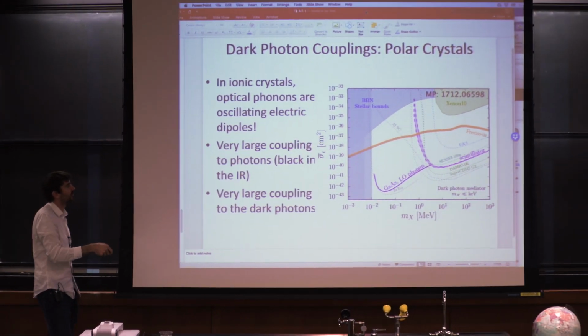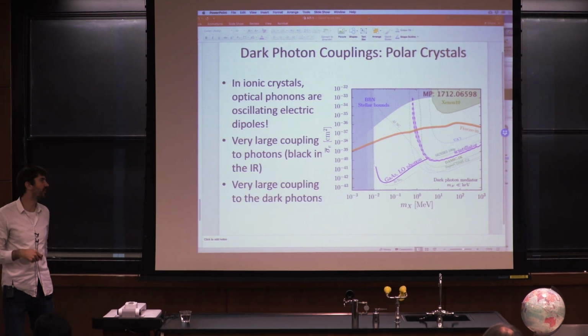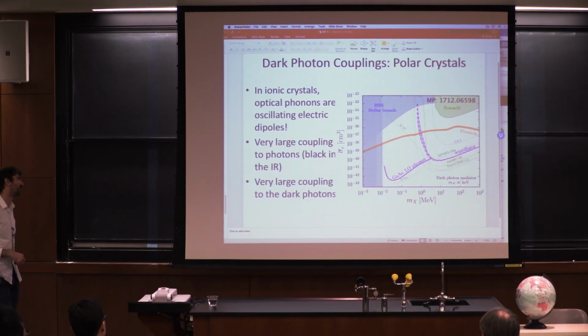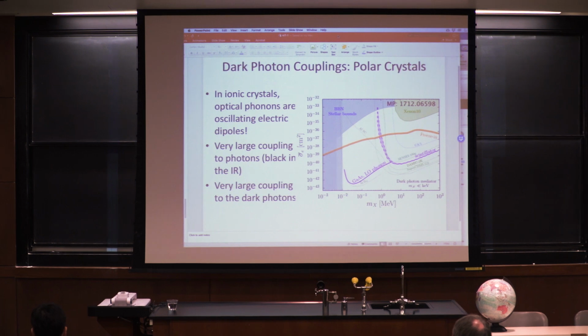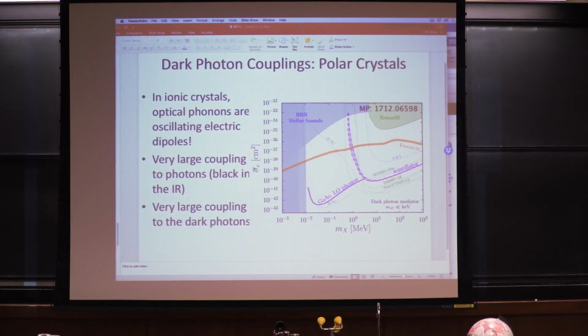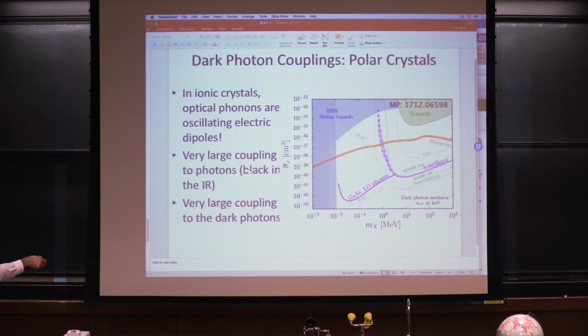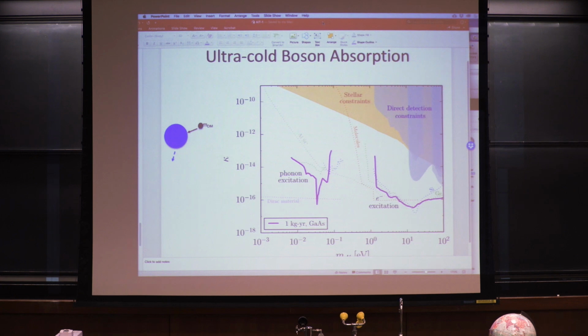And that's why these limits here, for any kind of dark photon mediator, it's very hard to come up with another material that has this sensitivity, because intrinsically it's so strongly coupled to a photon, which means it's so strongly coupled to a dark photon. So anything that goes through dark photons, this is a really nice technique to go for.